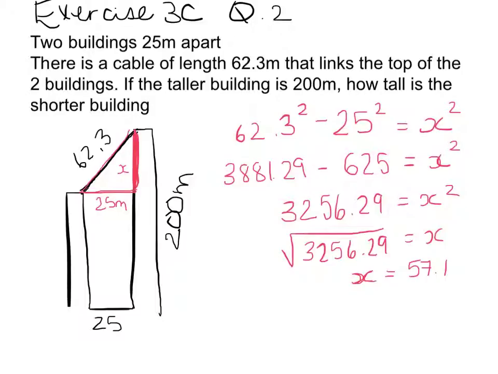So basically that's the difference between the height of the taller building and the shorter building. So if the taller building is 200 meters, then I just need to take away 57.1 to work out the height of the shorter building, which is 142.9 meters.